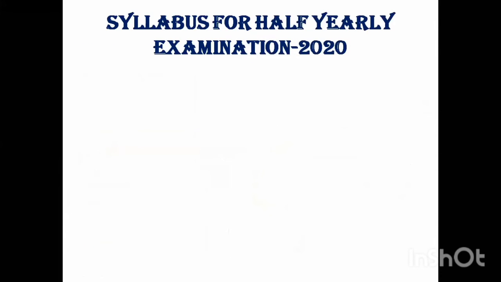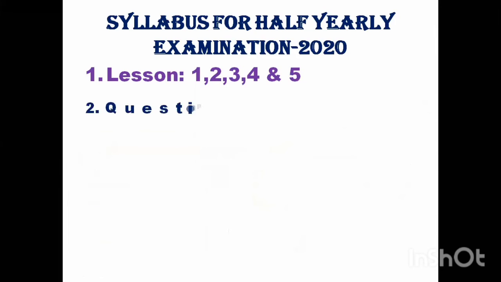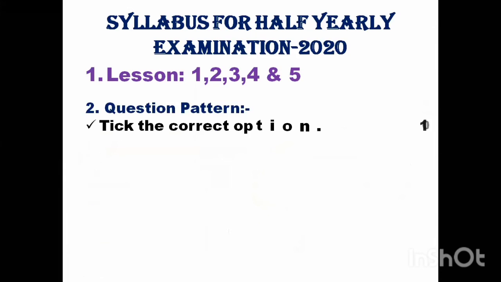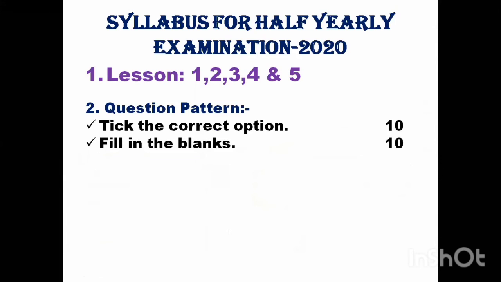Syllabus. Okay. You know syllabus, no? Your syllabus is lessons 1, 2, 3, 4 and 5. So, question pattern. What type of question will come? Pick the correct answer, 10 marks. You can write down these marks. Fill in the blanks, 10 marks. True or false. Okay, you write slowly.